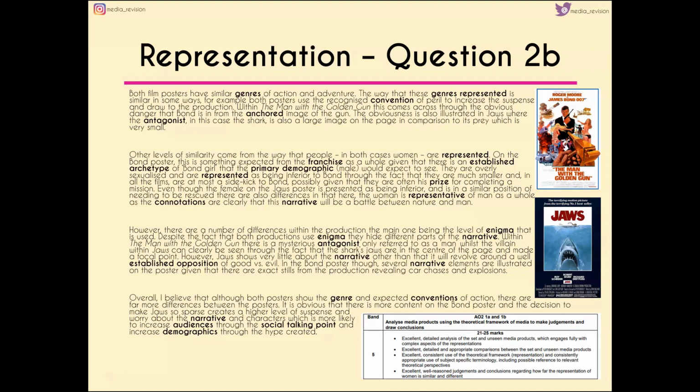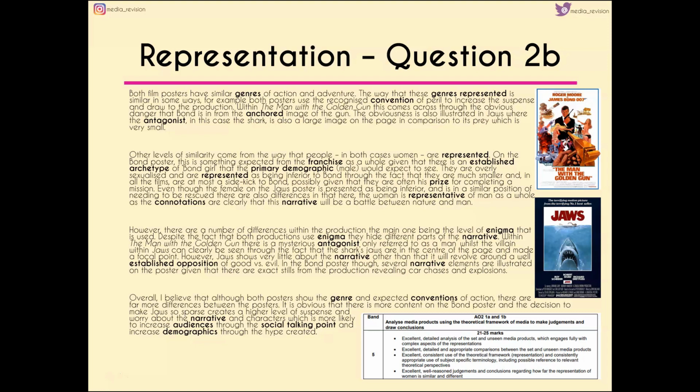They are overly sexualised and are represented as being inferior to Bond through the fact that they are much smaller, and in all the films are at most a sidekick to Bond, possibly given that they are often his prize for completing a mission. Even though the female on the Jaws poster is presented as being inferior and is in a similar position of needing to be rescued, there are also differences in that here the woman is representative of man as a whole, as the connotations are clearly that this narrative will be a battle between nature and man.